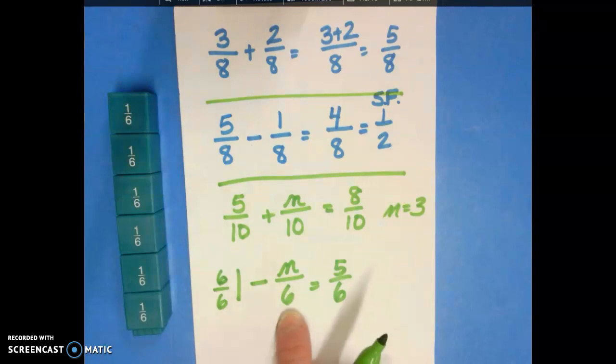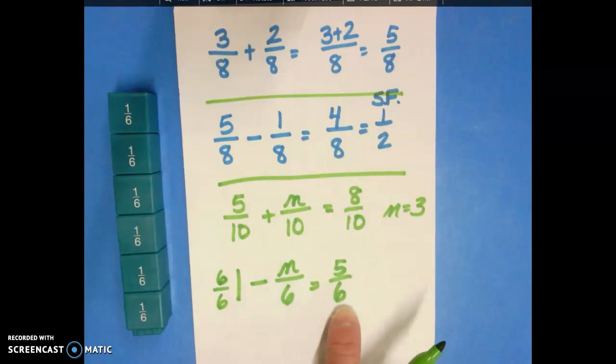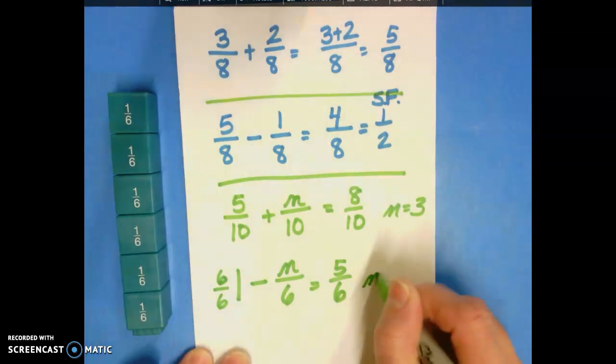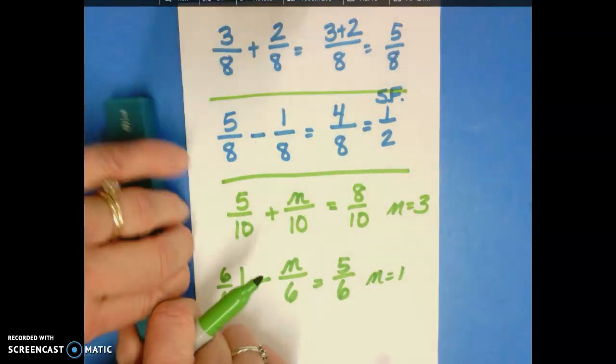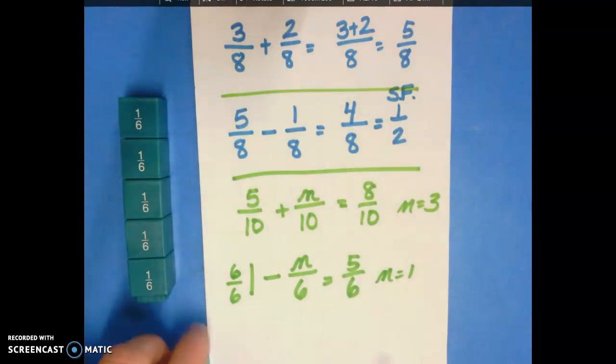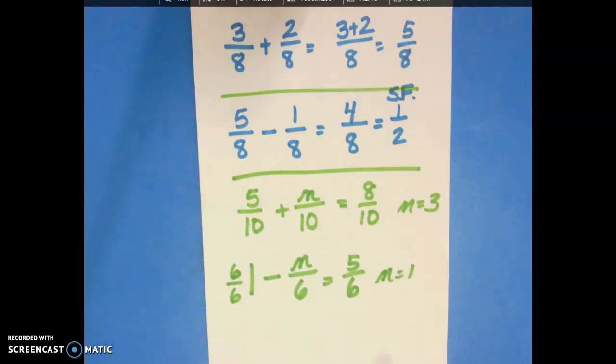I have to take away a certain number of those 6 to end up with 5. Well, you see right away then that n is 1. If I were to take 1 away, I would be left with 5/6. So just use your adding, subtracting, and sometimes with algebra you need to use an inverse operation to figure out what that number is, but make sure you plug it in and then you make sure it makes sense. 6 minus 1 is 5 and the 6's stay the same. You know you're right.